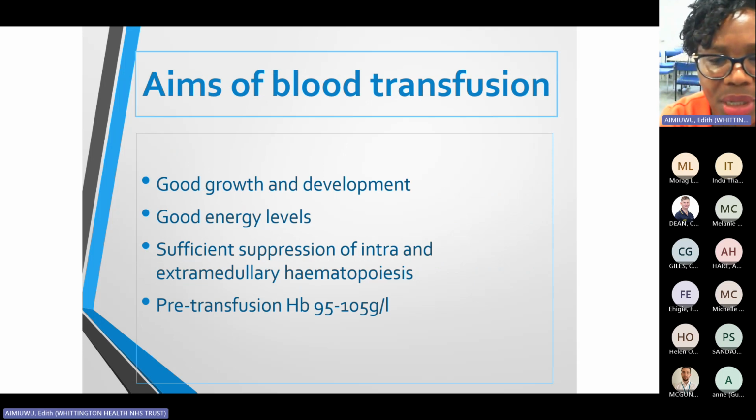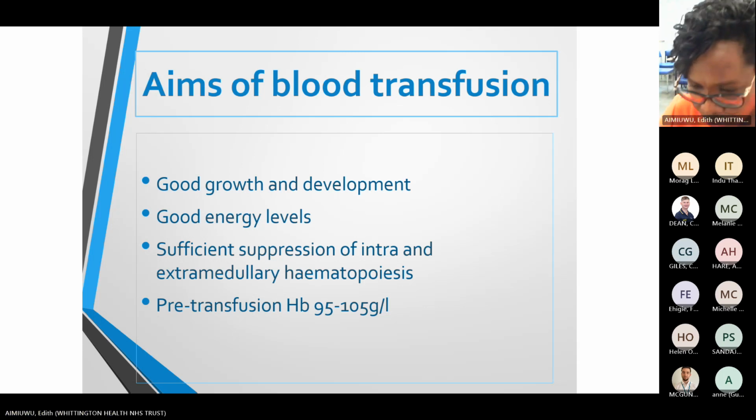What is the aim of blood transfusion? What do we aim for when we transfuse these children? We want to aim for good growth and development. We want to ensure that they have good energy levels, enough blood to sufficiently suppress their intra and extramedullary hematopoiesis. Then we want to aim for a pre-transfusion hemoglobin of 95 to 105 grams per liter, because with this HB, they are able to live a normal life, because you want to optimize their transfusion.